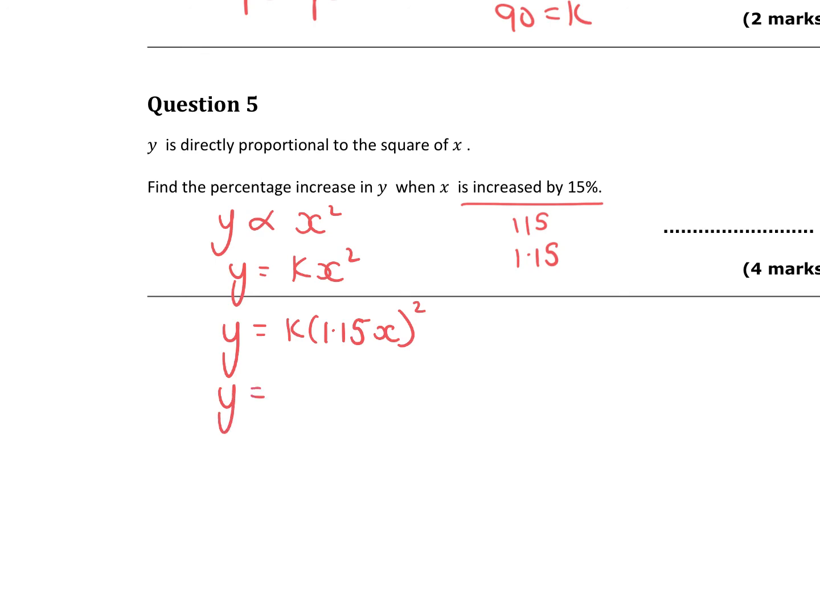So if I do 1.15 squared, it gives me 1.3225 kx squared. So what has y increased by? What percentage increase is y? And the y here is increased by 32.25%, hasn't it? From our 100%.